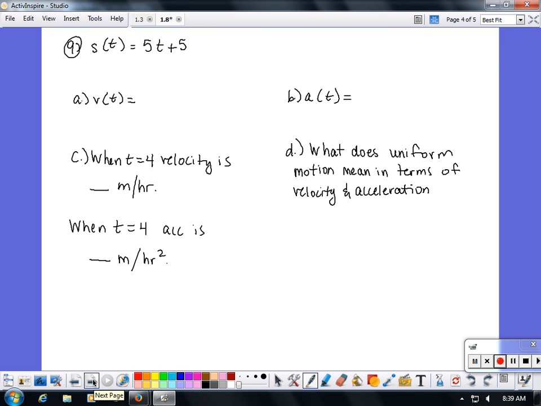9. Velocity. So let's find the derivative, which is 5. B, acceleration. You're finding the second derivative, which is 0. When t equals 4, what's the velocity? So the velocity at 4, you can't plug 4 in anywhere, so it's going to equal 5. And when t equals 4, what's the acceleration? So you're going to plug in 4 to acceleration. Well, there's no t to plug it into, so you get 0.